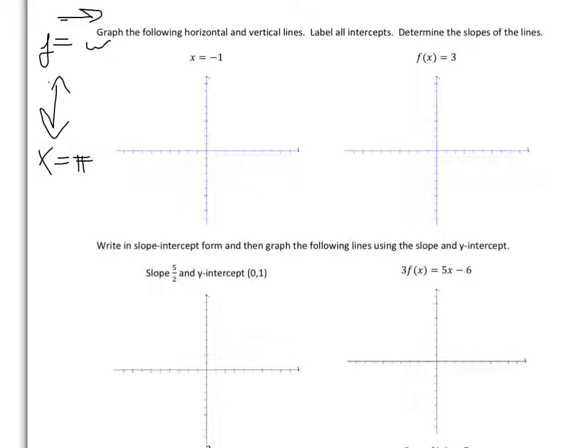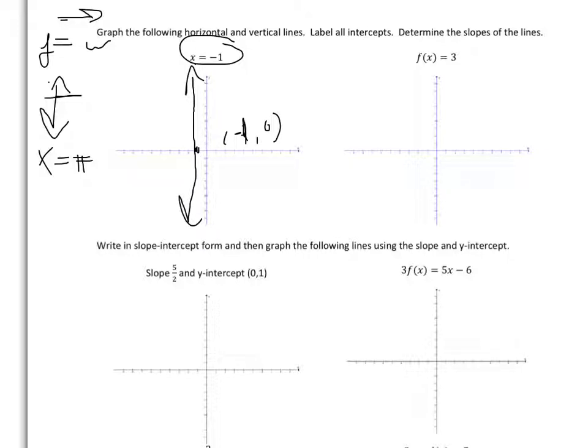And because they're vertical, they always have an x-intercept. So this x equals -1 is going to be a vertical line that has the x-intercept -1, 0. So -1, 0 is the x-intercept there, and we know this is a vertical line. So you draw it on there right there.